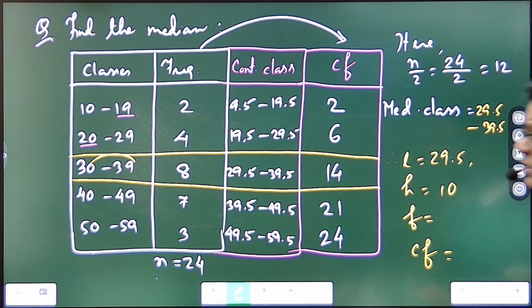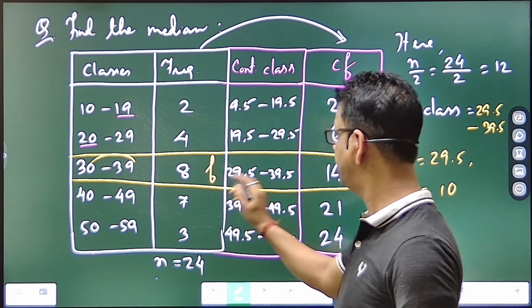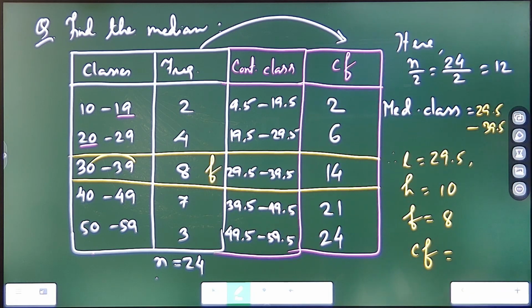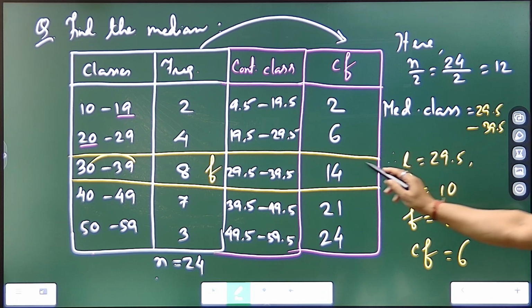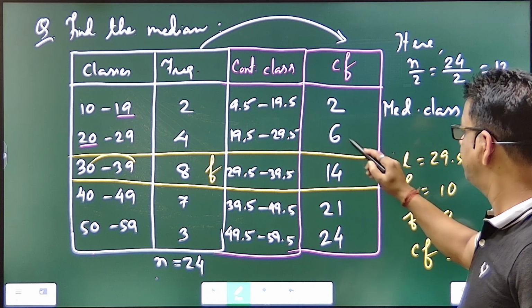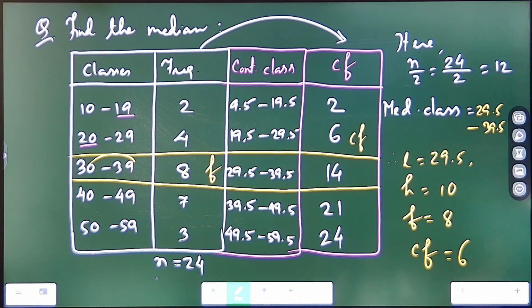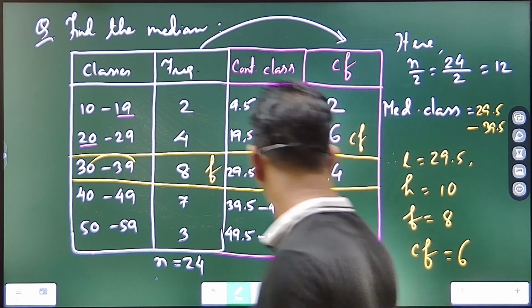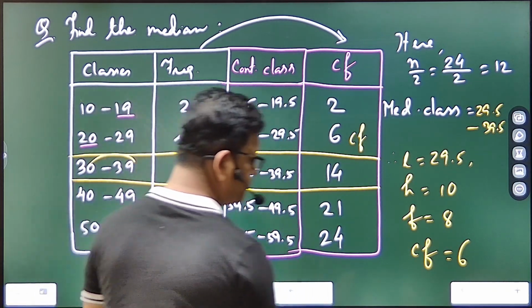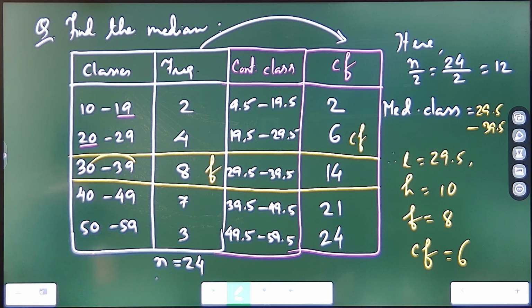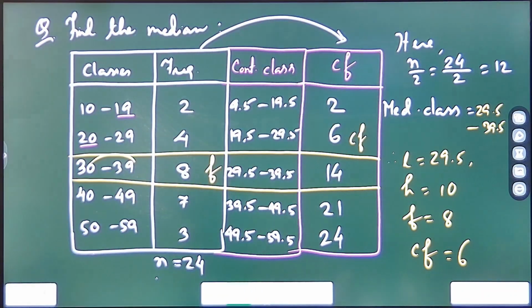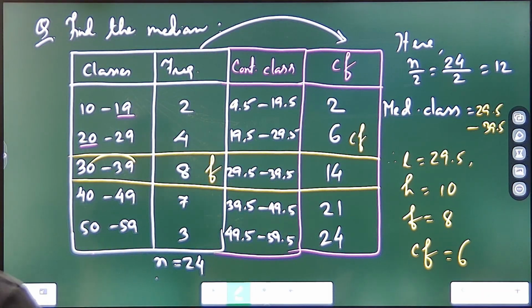Now F and CF. F, I think it is okay. What is F? 8. F is the frequency of the median class. Finally, CF. CF is 6. You need to put that 6. This is not CF; your CF is this number. Always the previous one. Now that you have got everything, put it in the formula. Median equals L plus, n by 2 minus CF, by F, multiplied by H. The rest of the things are only calculation.